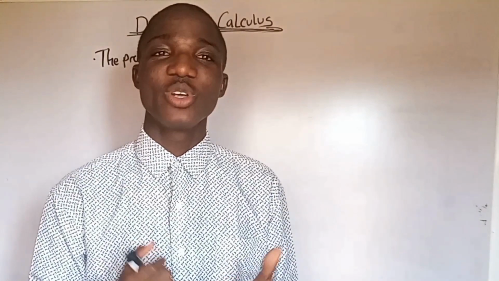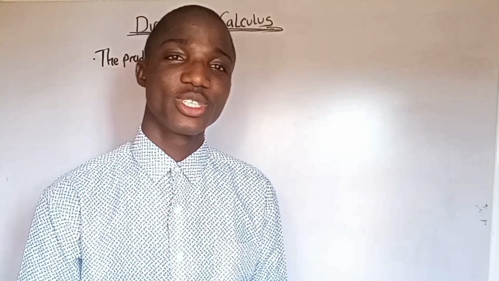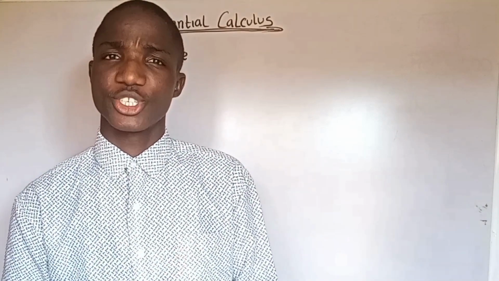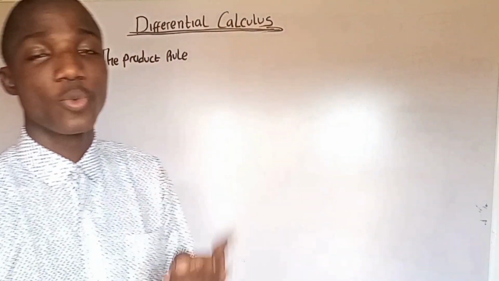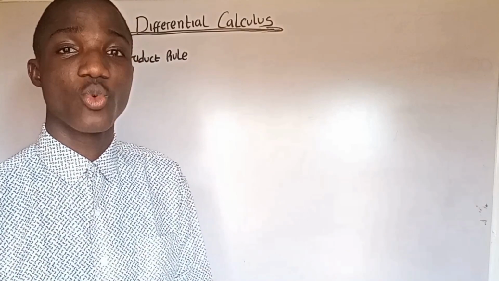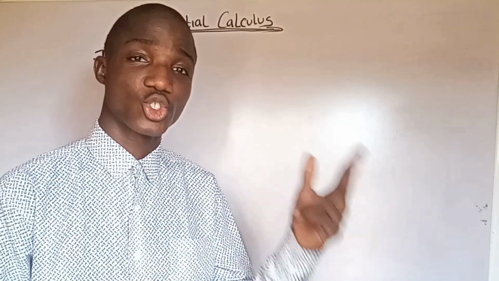In today's video, we are going to be learning how to differentiate using the product rule. When do we use the product rule of differentiation? When we are given a function whereby there are two parts which are multiplying each other. Thereby, we employ the principle of the product rule to differentiate such a function.